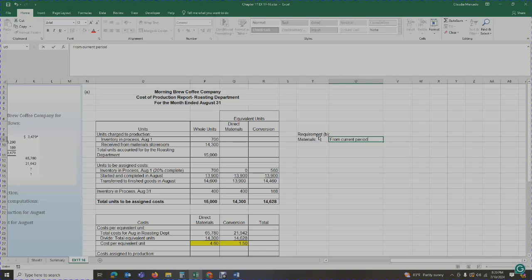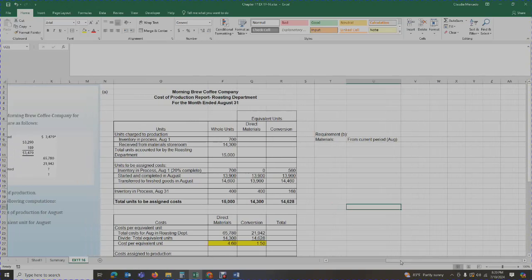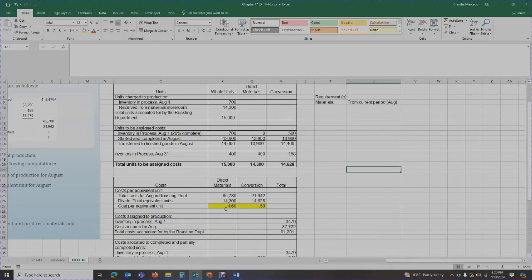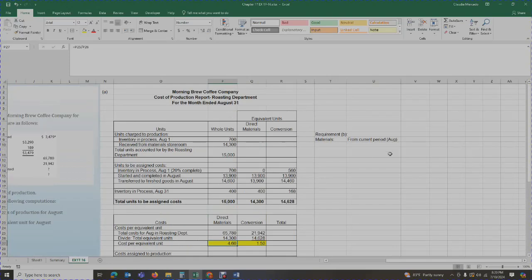Current period is August, and I'm going to put August here just for reference. Okay, so how much was my direct materials for this month? Okay, we look at direct materials for the month. My cost per equivalent unit is $4.60.